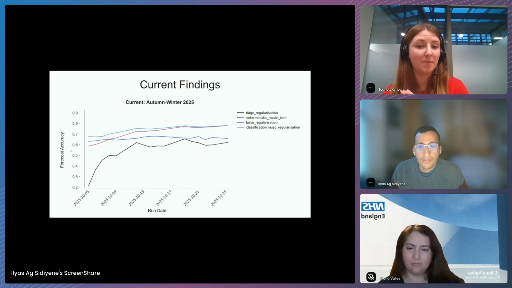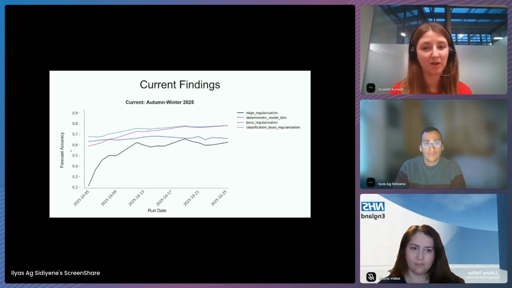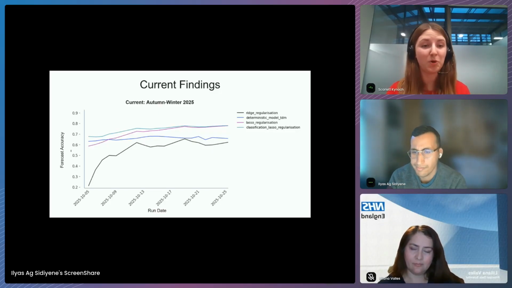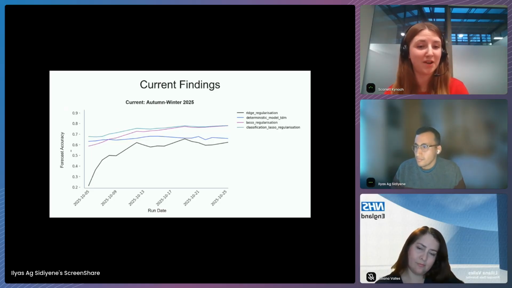What we found was actually the combination of the classification lasso regularization significantly improved the results from our old model, but also the TDM model by itself as well. I'm just going to hand over to Ilias to summarize everything.